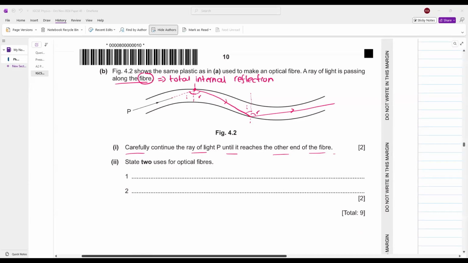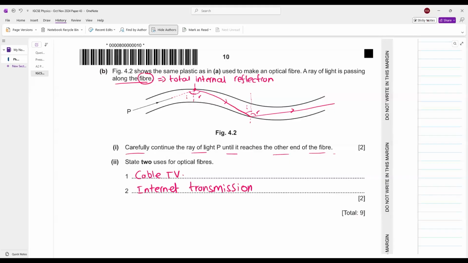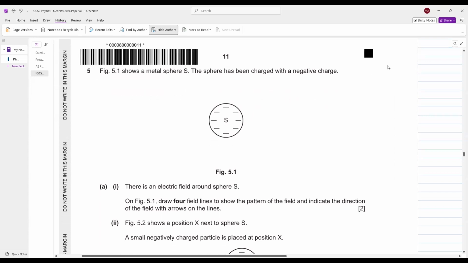Where are optical fiber cables used? In internet transmissions and in cable TV. Optical fiber cables are used in internet transmissions and in cable TV. Simple as that. Nothing complicated here. Let's further move ahead.